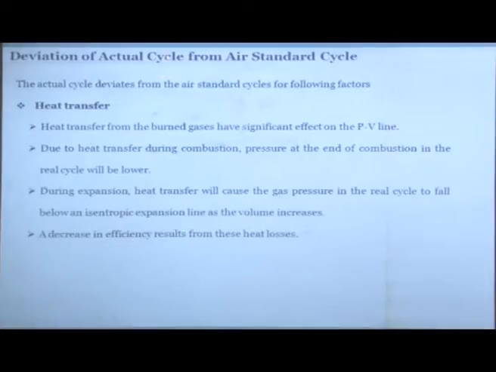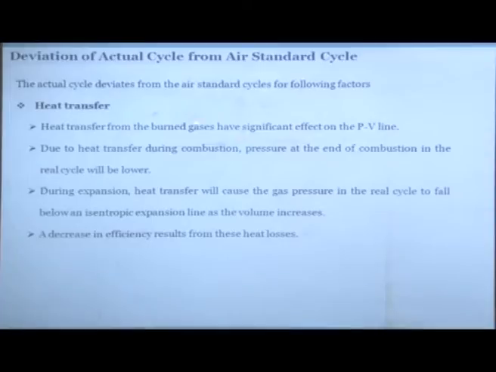If you look at the deviation of the actual cycle from the air standard cycle, so far we have discussed only the air standard cycles, where we have assumed that everything is ideal. But if you look at the actual cycle, it is very different. We have seen the shapes in the beginning. Why are there so many differences? That's because of the heat transfer effect.